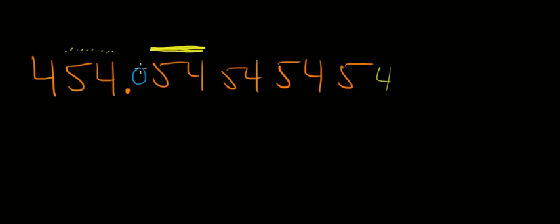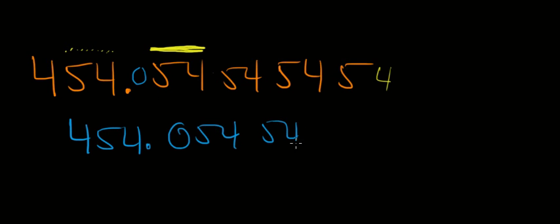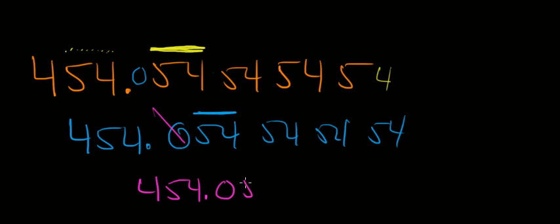It throws a 0 here. Okay, but what if I had 454.054545454? Look, the repeating bar still goes over the 5 and the 4. I do not put it over the 0. So my answer would be 454.054, repeat end over the 5 and the 4. Okay? Make sense? Everybody understand that?